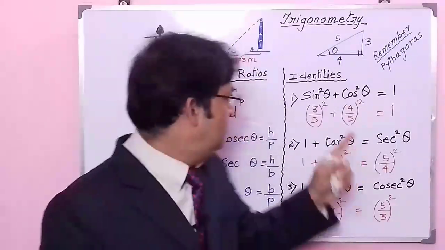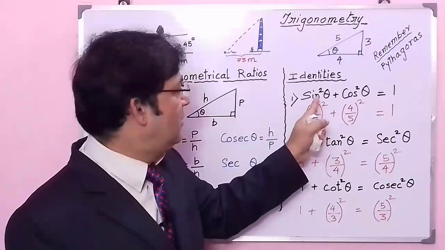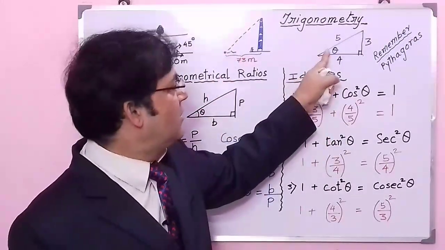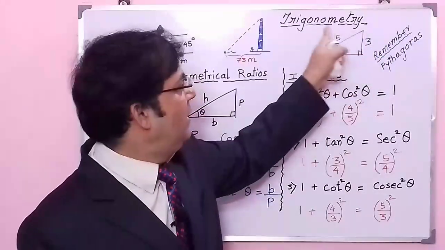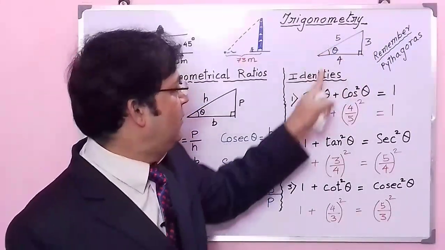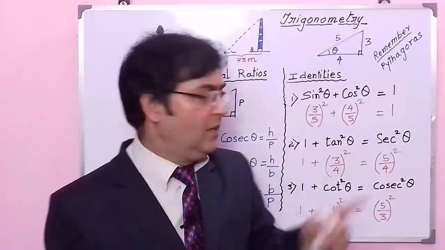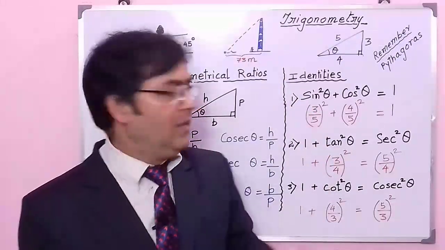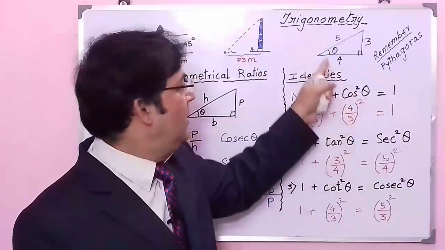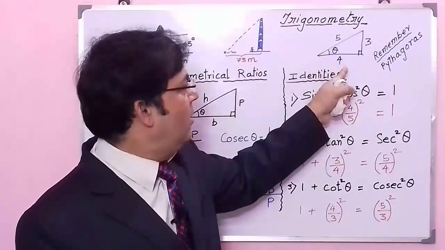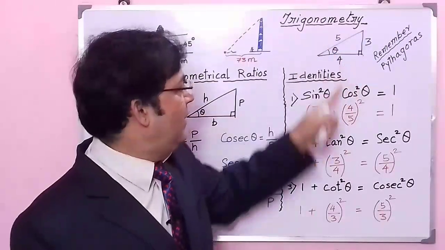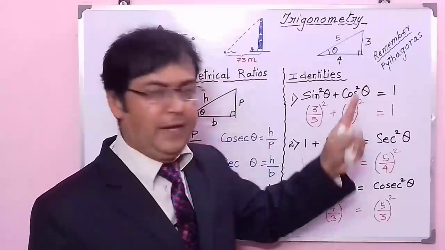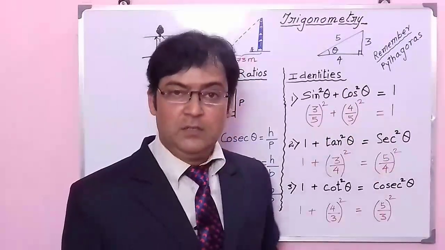Is it true? Sine square theta means the value of sine theta, squared. Now let's see what sine theta is. Sine theta is 3 by 5. Square it, it is written, means it has to be squared. Cos square theta: cos theta is 4 by 5, and it is squared. Will it come to 1?